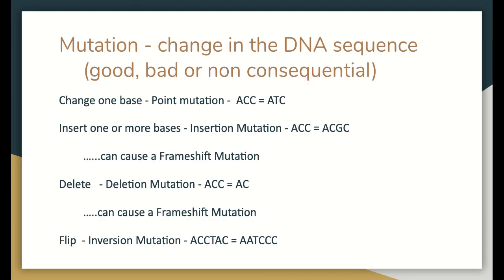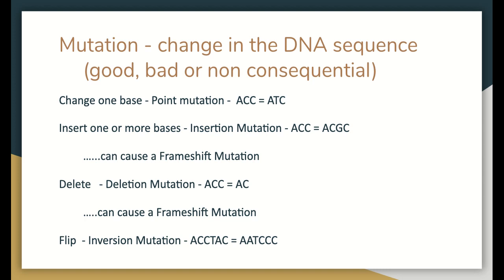A mutation is simply a change in the DNA sequence. It can be bad, it can be good, it can have no effect at all. It is just a random change in some part of that DNA sequence. Okay, so what are some ways that DNA can change? Well, one base can be different. All of a sudden, like in the sequence I have below, a C is a T. All right, that is called a point mutation, when one base changes.